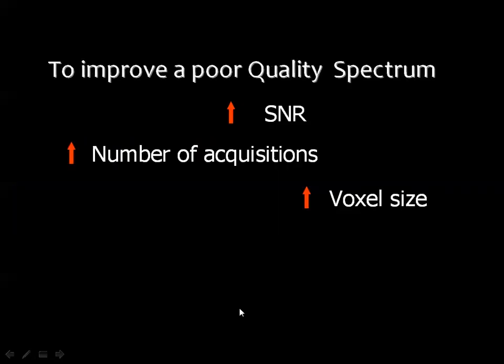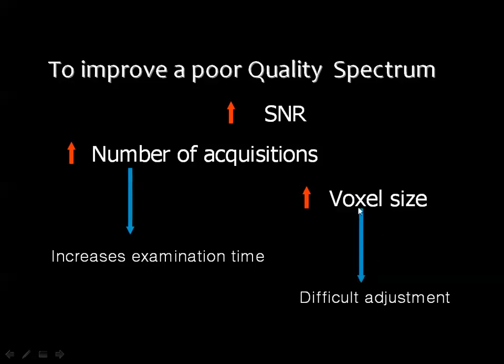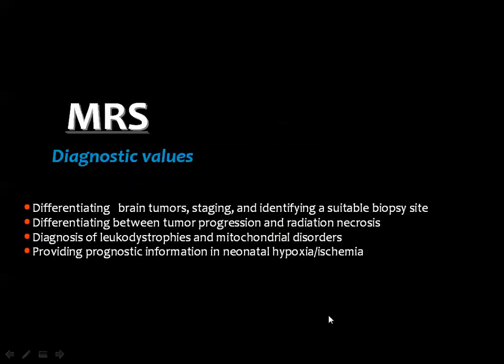Then to improve the quality of the spectrum, you have to increase the signal to noise ratio by one of two methods. Number one, increase the number of acquisitions. This will increase the examination time and give the chance for the patient to move. Then you can have many artifacts and very wrong spectra. The second way is to increase the voxel size, and if the voxel size is increased, it will be difficult to adjust the voxel to the site of the lesion, especially if the lesion is smaller than the size of the voxel.